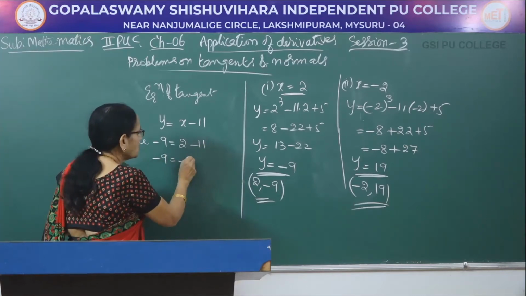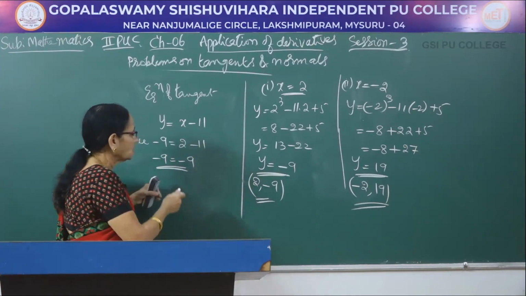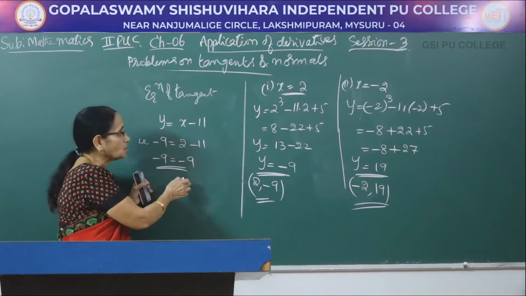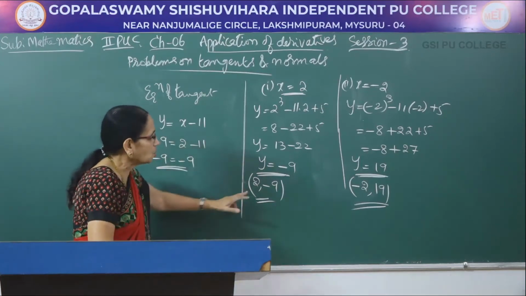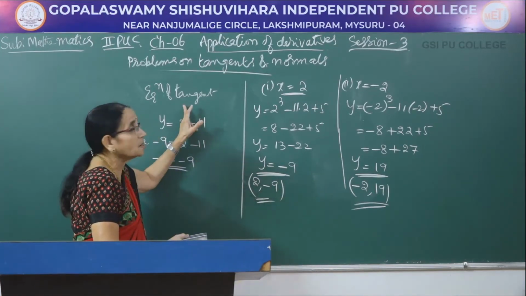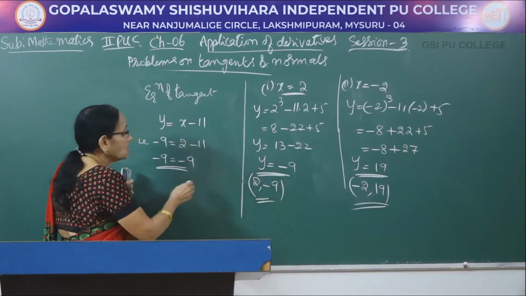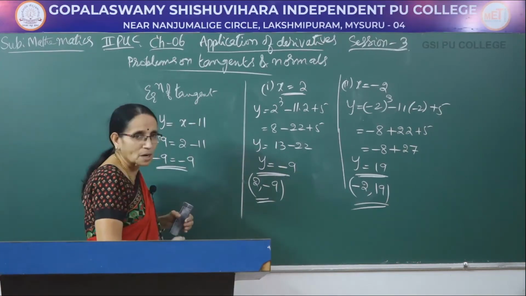That is minus 9 equal to minus 9. That means that the left hand side equal to right hand side. In other words, (2, minus 9) is lying on the tangent. So, the answer would be (2, minus 9).